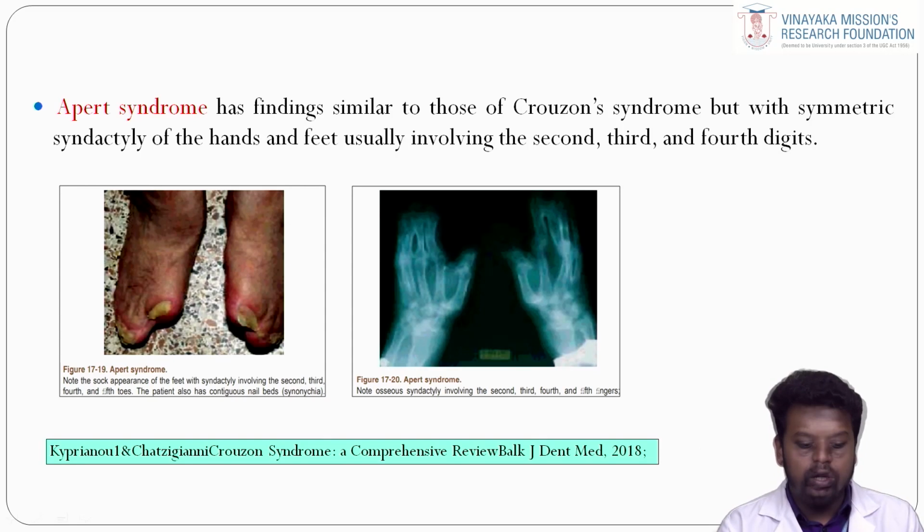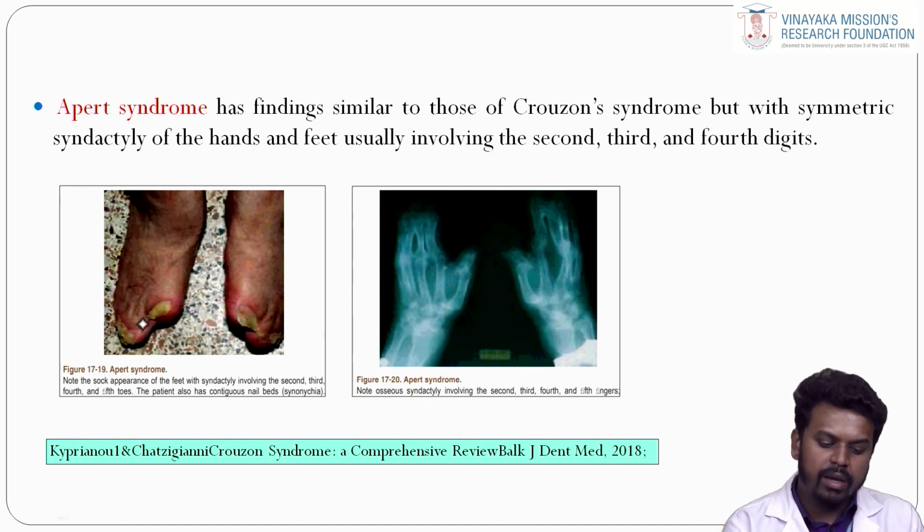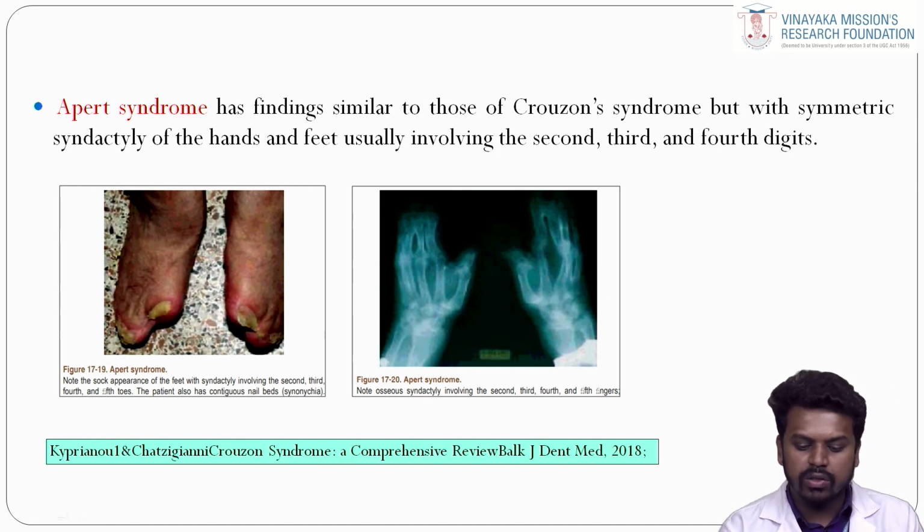The Apert syndrome has findings similar to those of Crouzon syndrome, but with symmetric syndactyly of the hands and feet, usually involving the second, third and fourth digits of the hand and feet. These are the examples of the Apert syndrome. You can also see the radiographic findings in this slide.